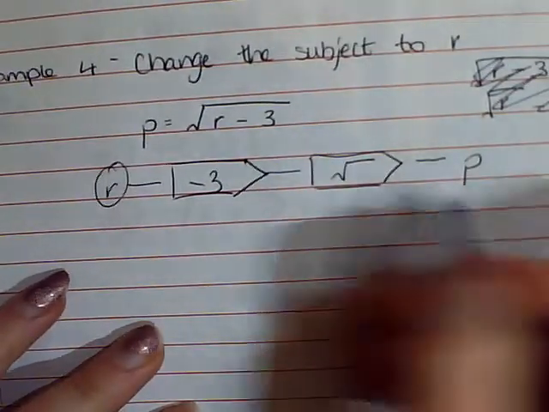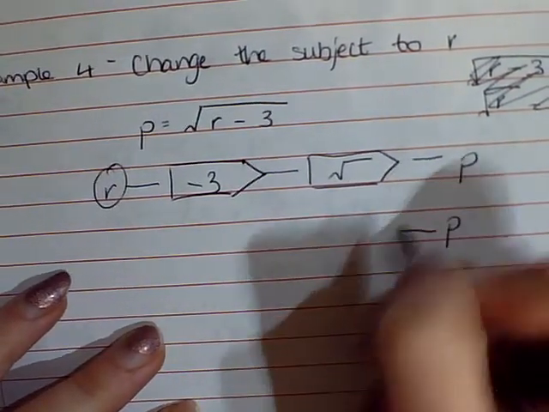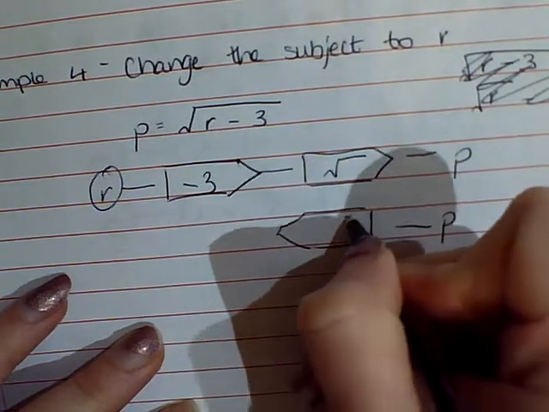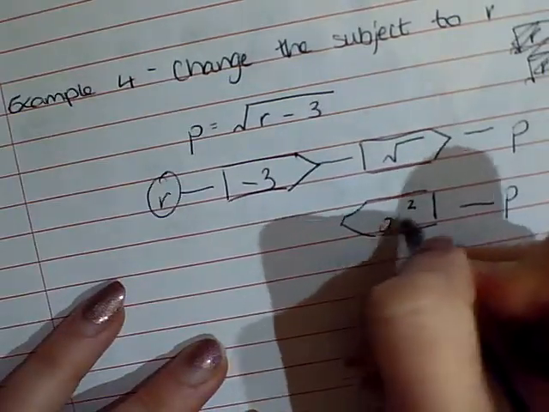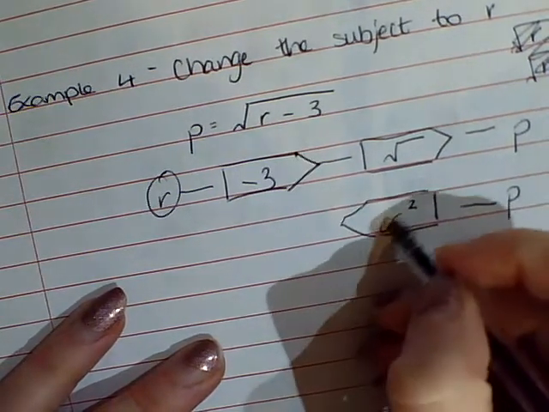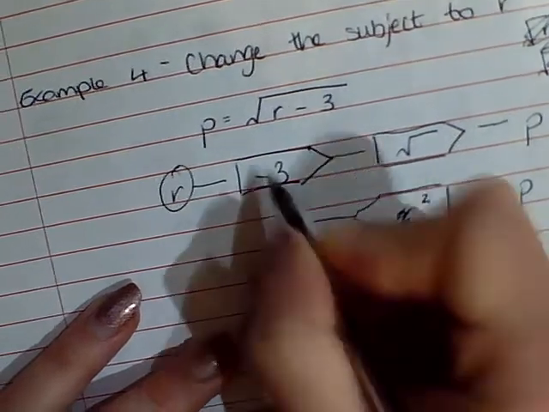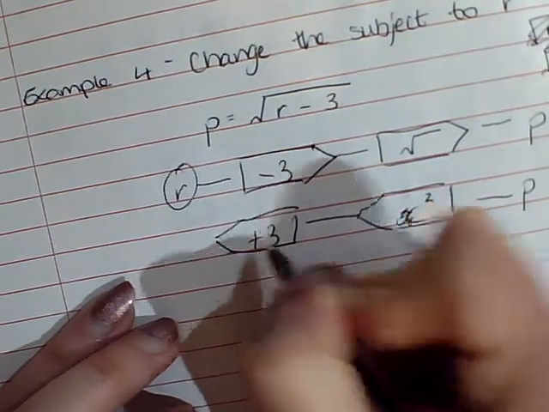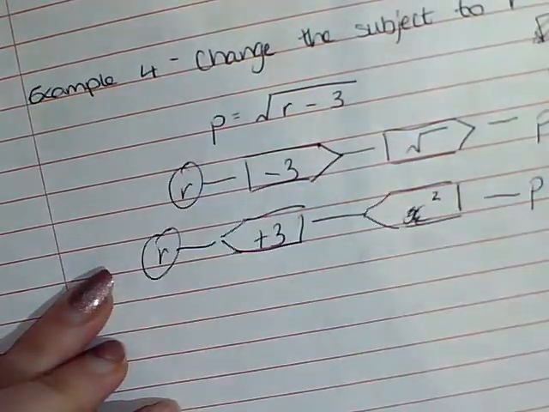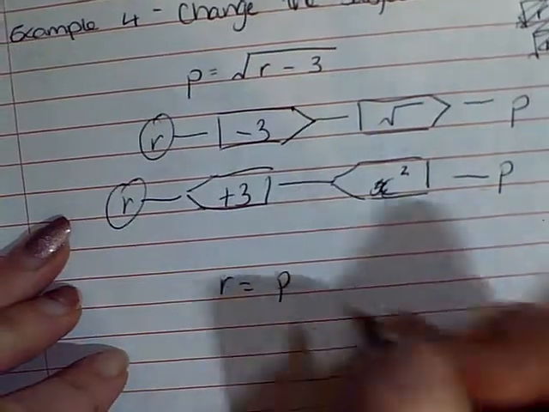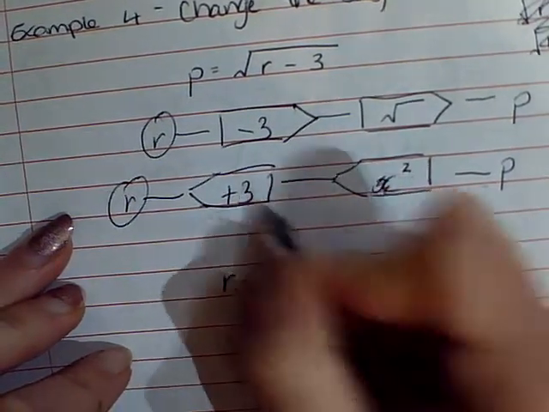So now I can reverse this, so P, the opposite of square rooting something is to square it. So you can put the wee 2, or if you like, you can put x squared. Okay, that helps, but remember there is no actual x. Negative 3, positive 3, and that gets me R. So R is going to be P squared, add 3.